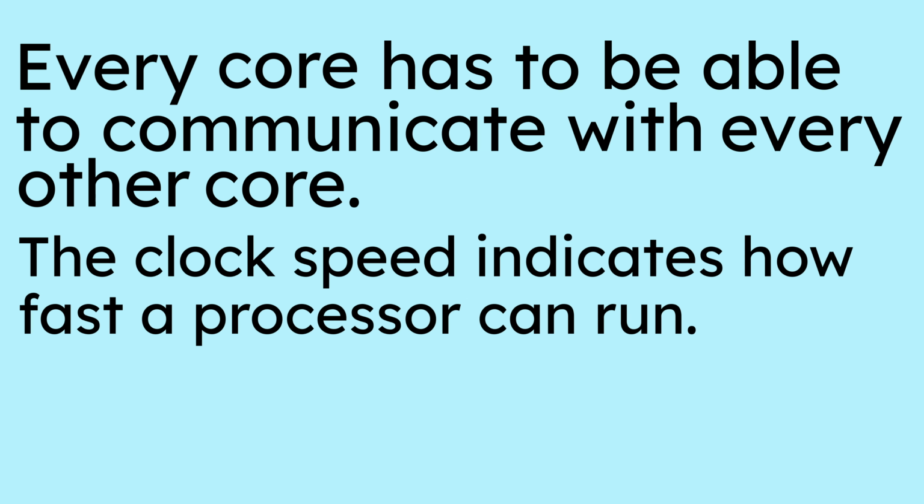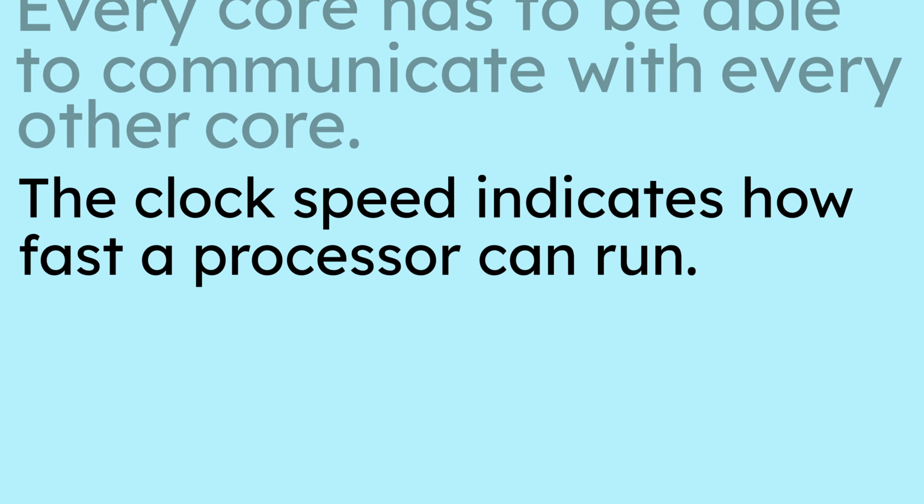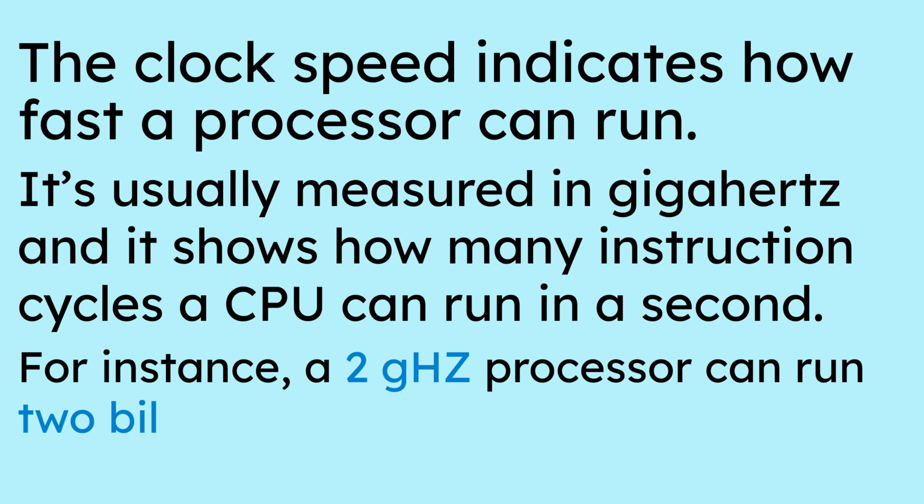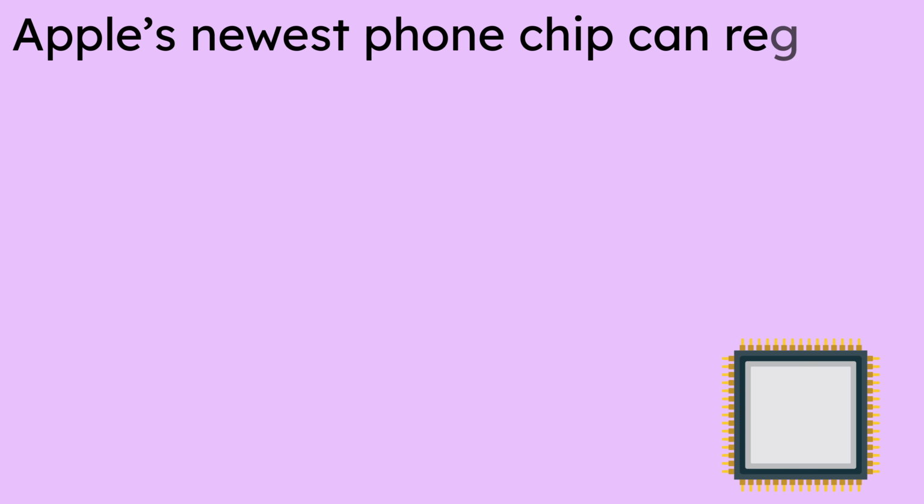The clock speed indicates how fast the CPU can run. It's usually measured in gigahertz, and it shows how many instruction cycles a CPU can deal with in a second. A 2 GHz CPU can perform 2 billion cycles in a second. And the fastest chip so far? A 10 GHz chip can perform 10 billion. The current chip used by Apple in their phones is the A14, which reaches 3.1 GHz.